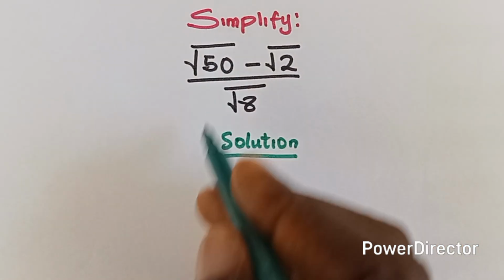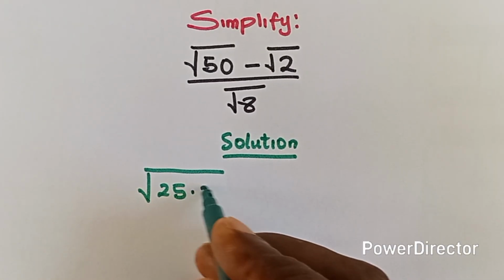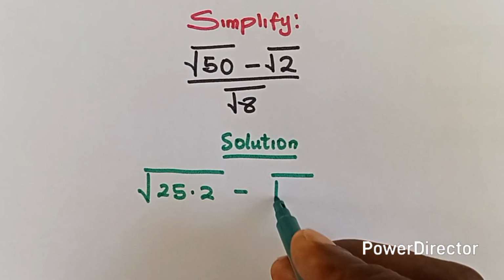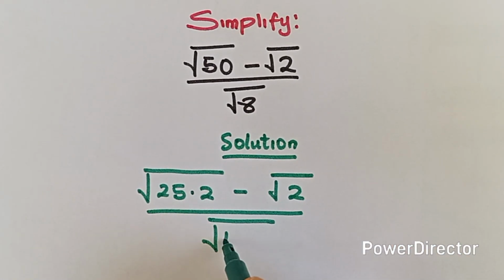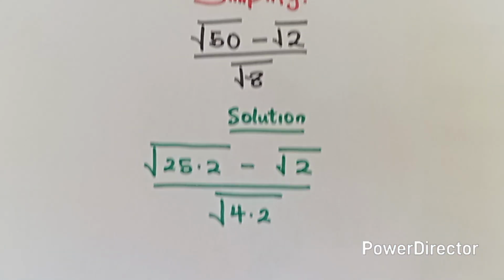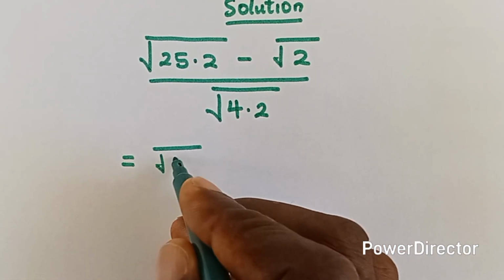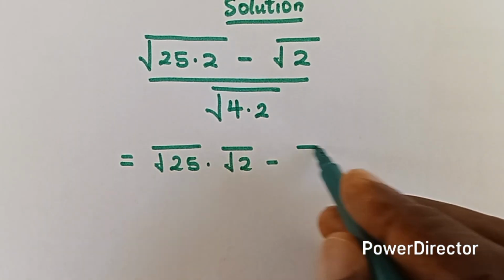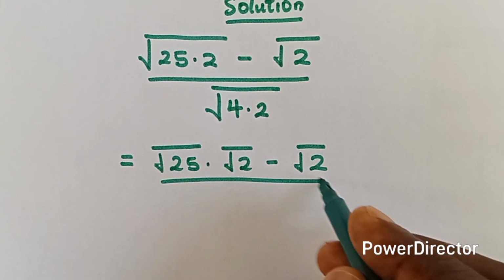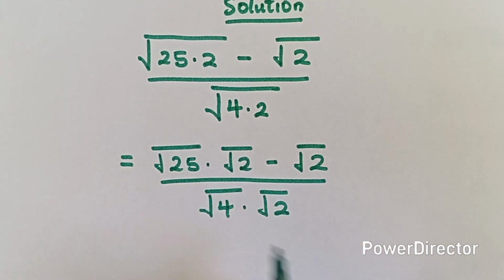Alright, so we have the square root of 50, which can also be written as the square root of 25 times 2, then minus root 2 over the square root of 8, which is also the square root of 4 times 2, which will give us 8. Alright, so now let's give them separate square roots. So we have the square root of 25 multiplied by the square root of 2 minus the square root of 2 over that will be the square root of 4 multiplied by the square root of 2.